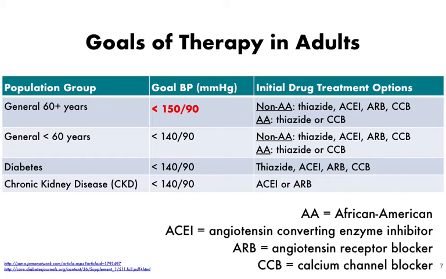For every other type of patient, we set a goal below 140 over 90. Now, that is not to say that we're shooting for 140 over 90. We're saying below, of course, 140 over 90. So for any patient under the age of 60, we want their blood pressure to be consistently below 140 over 90. For patients of any age with diabetes, we want them to be below 140 over 90. And any patient of any age with chronic kidney disease should be below that number as well. You can see some initial treatment drug options listed here. We're going to go through those in detail in the following slides.